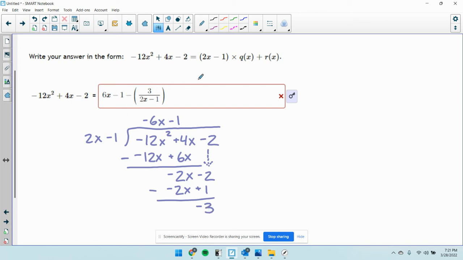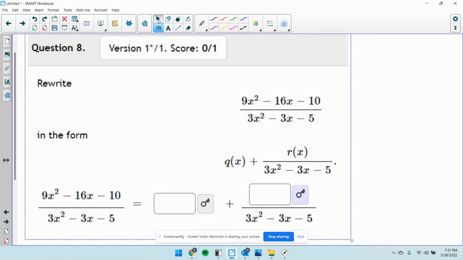So we're going to enter this as this thing. It's very tricky to enter this the exact way they want. But what we're going to do is, in this box, we're going to just rewrite this whole thing: 2x minus 1 times negative 6x minus 1. That was our answer here. And then we're going to add our remainder. We just have minus 3 at the end. Okay, so that's how we would enter that one.